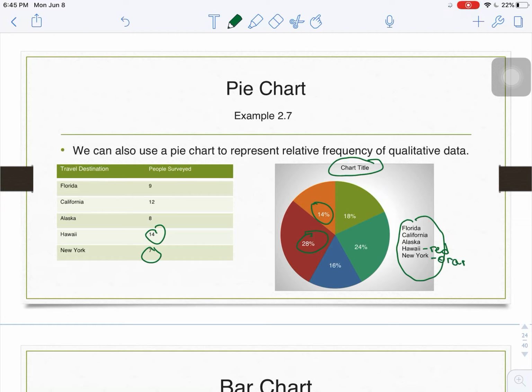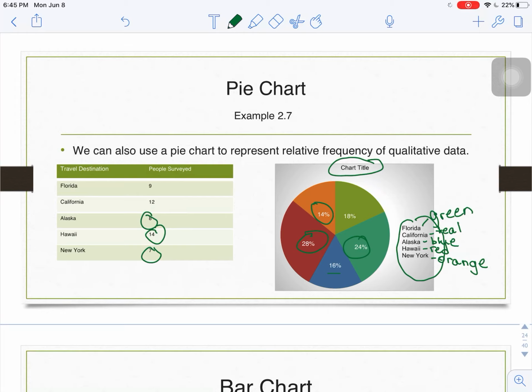For the smallest, we have New York. So here's New York. So New York is orange. Next smallest is Alaska, so that's going to be blue. And then I'm going to call California teal. I know it's not really teal. And then Florida is going to be green.